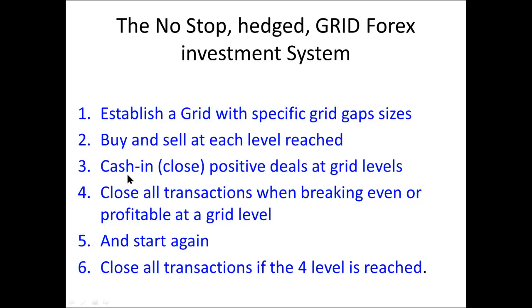You're buying and selling, but you do cash in your positive deals at each grid level. So as the price moves, one of those transactions, the buy or the sell, will go positive, and when you reach the next grid level, you cash in. And then the fourth one is you close all those transactions when you are in a break-even situation or when you are in a profitable situation at a particular grid level. And that again will become clearer as you see the practical examples.